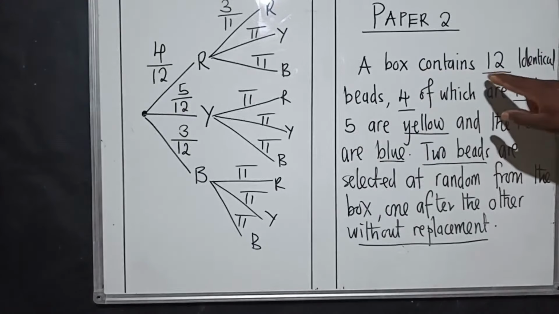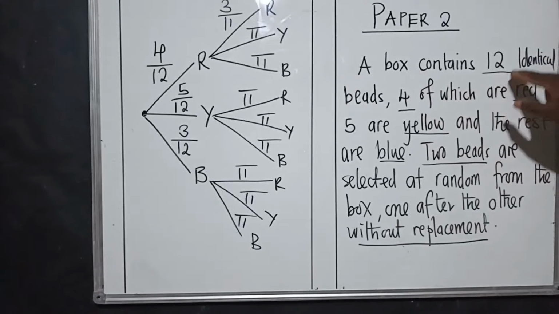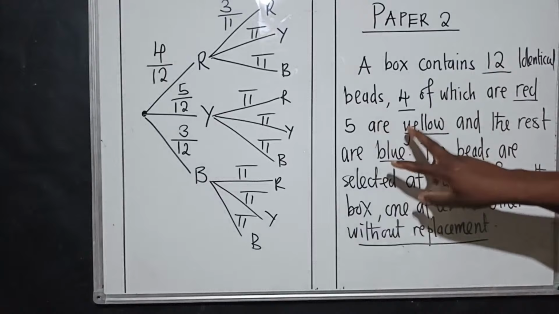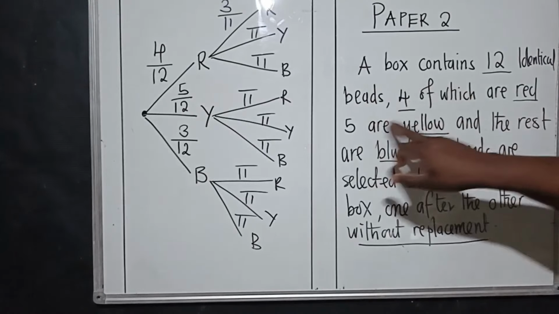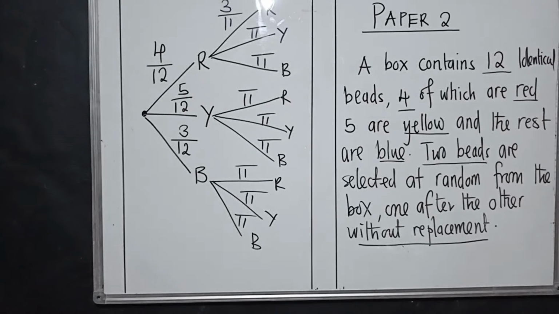Here they said a box contains 12. So this 12 is the total number of bits. But they've given us 5 and 4. So we can just say 5 plus 4, which will give us a 9. This 9, now we subtract it from 12. We'll remain with a 3. That's how that 3 came about.